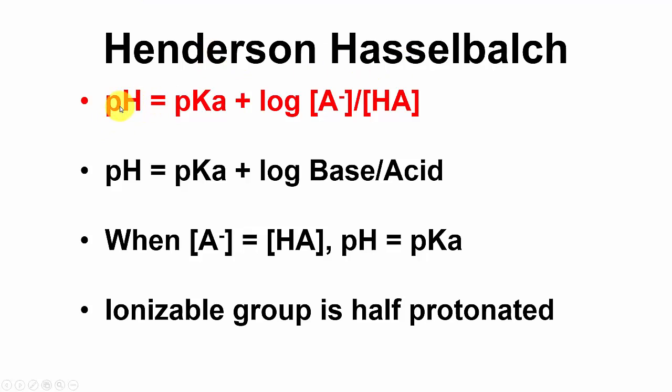The Henderson-Hasselbalch equation reads: pH equals the pKa plus the log of the proton acceptor divided by the proton donor species in molar ratio. So pH equals pKa plus the log of base over acid. When A equals HA, pH equals pKa, because then the log of 1 is 0. Ionizable groups are half protonated, and so at the pKa, the ionizable groups are half protonated, half this and half that.